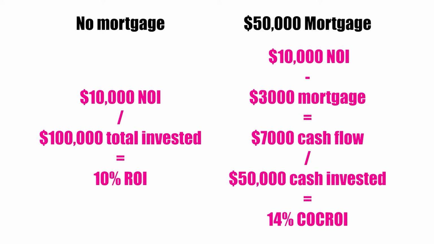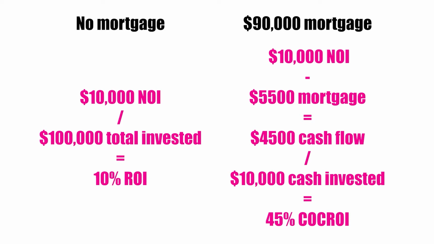So $7,000 a year net cash flow divided by my $50,000 cash in is a cash on cash return of 14%. 14% is better than 10%, right? It sure is, but that's apples to oranges. My ROI is 10% because the deal still cost me $100,000 and the NOI is still $10,000 per year. My cash on cash return on investment is 14% because we're only counting cash out divided by cash in. If this is not clicking, stick with me a little bit longer. I got you. Okay. Let's bump that mortgage up to $90,000 instead of $50,000.